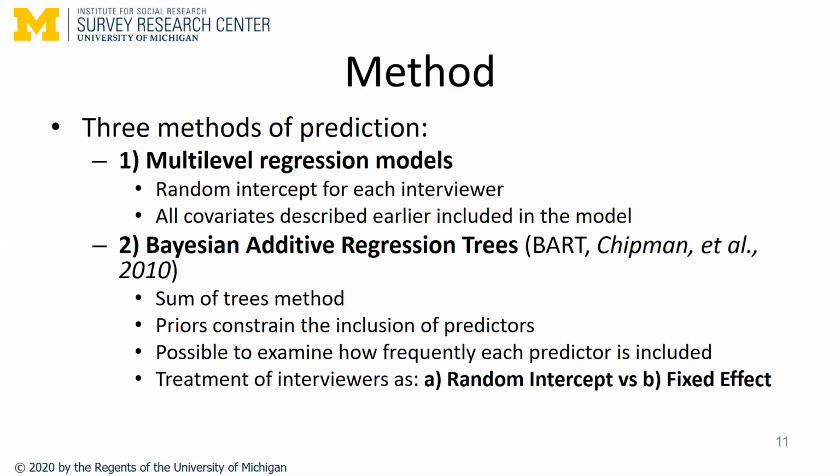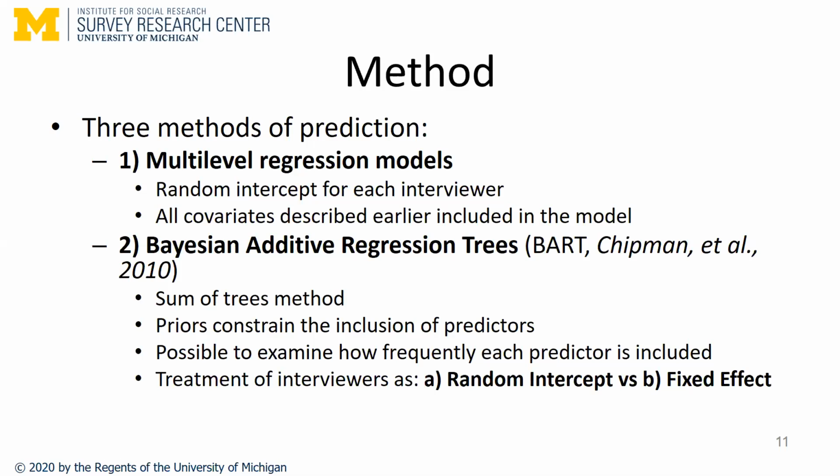Then we have the second class of models, which are Bayesian additive regression trees. Okay, and they're additive, which is important. So it's really a sum of trees method. And here I'd encourage you to look at the Chipman paper, which I think is a really excellent paper, and they go through in detail the approach. We're not going to discuss an important element of these models, which is how do you choose the priors, right? I don't have time today, but it's in the paper, the information. We had a lot of help from reviewers on making choices on priors that constrain the inclusion of predictors. And it's possible then to examine how frequently each predictor is included.